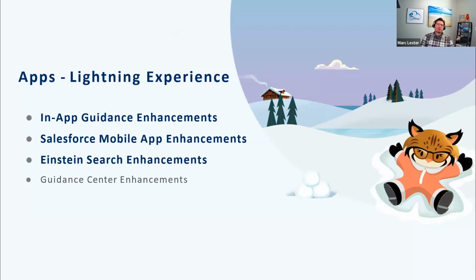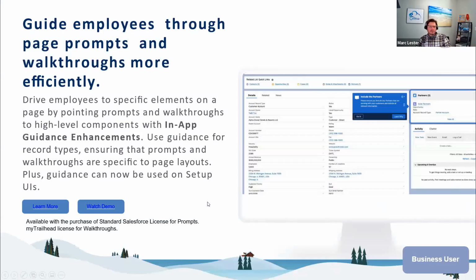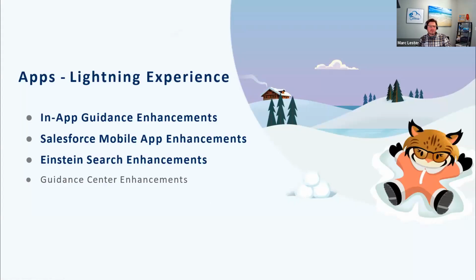All right. So I'm going to talk about some user adoption items here: the in-app guidance enhancements, the Salesforce mobile app enhancements, and the Einstein search enhancements. There are also guidance center enhancements, which I'll touch on maybe later on. Actually, I am going to touch on that, since it's part of the in-app guidance in the guidance center. So I'm probably going to touch on all four of those here.